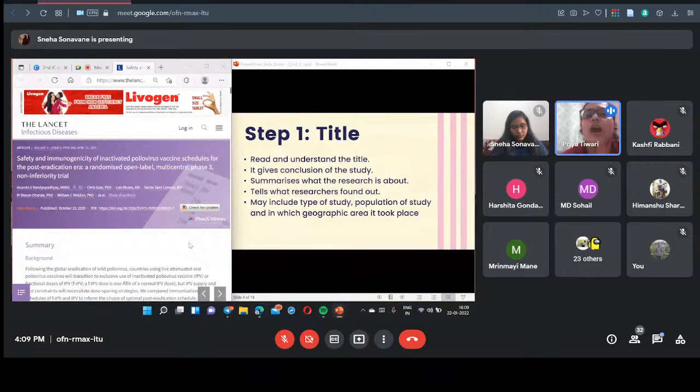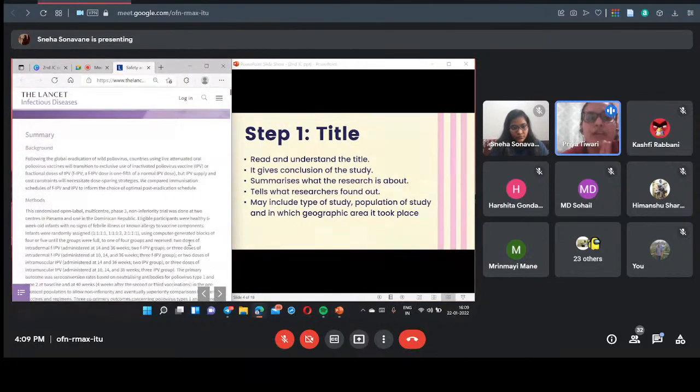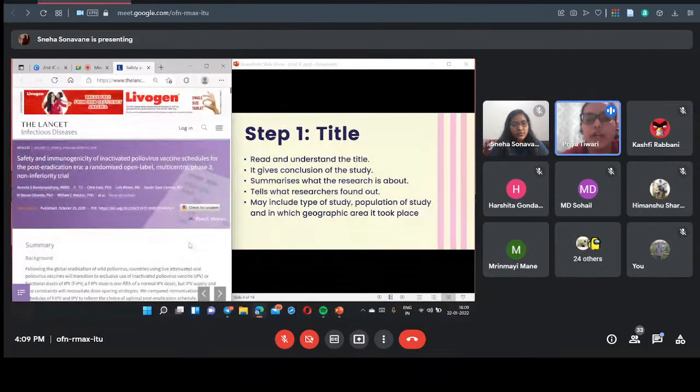Now step one, where you start reading the paper: you have to read the title. Why the title? Because you have to read and understand the title, as it gives the conclusion of the study. It summarizes what the research is about. You'll get the idea of exactly what the topic of the research is and what the researchers found out. It may also include the type of study, many times the population of the study, and the geographical area in which it took place.